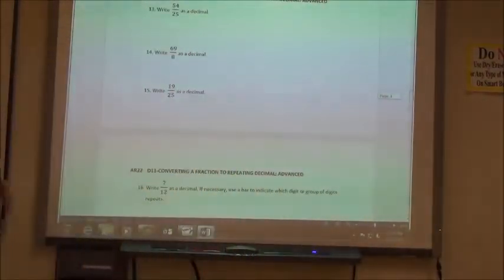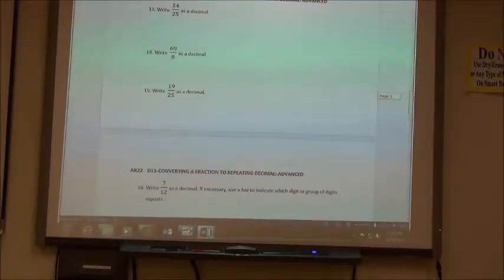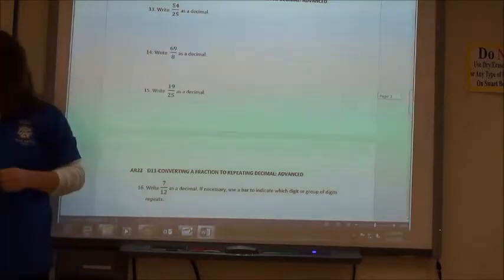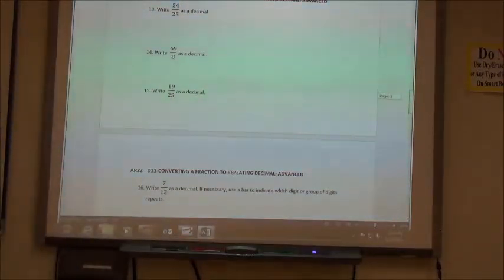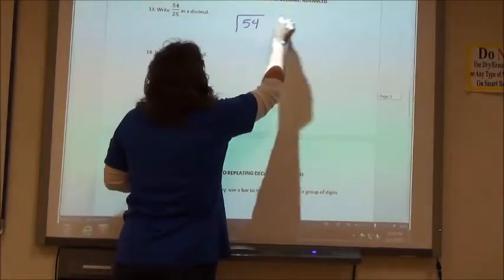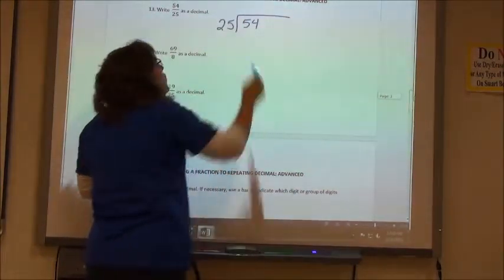The next one says converting a fraction to a terminating decimal. Terminating decimal means it's going to quit. It's not going to go on and on forever or start repeating. So what they're really trying to get across is fractions are really division problems. I'm just dividing. I am taking the 54 and dividing it by 25.